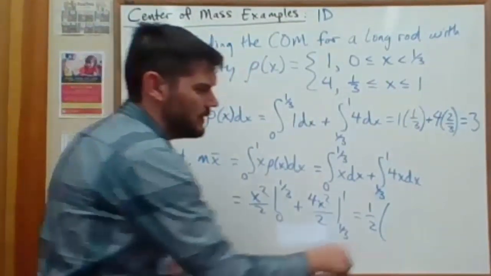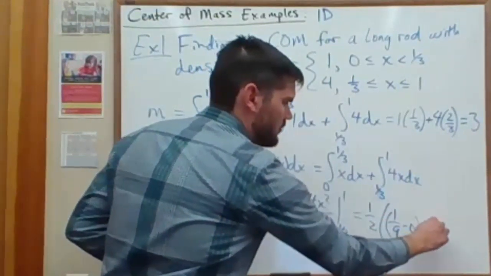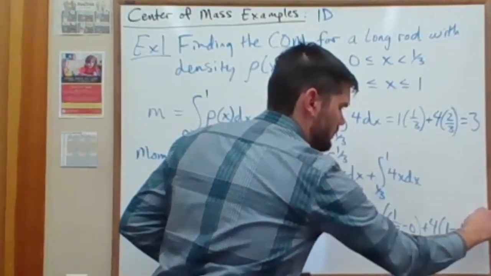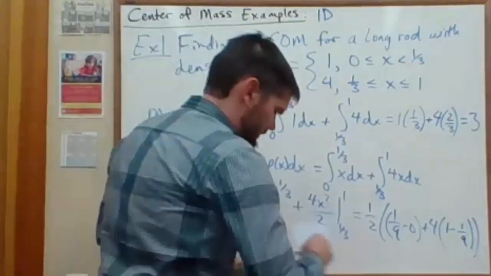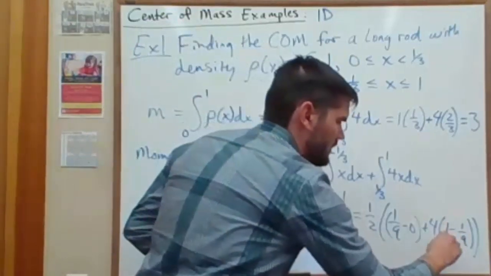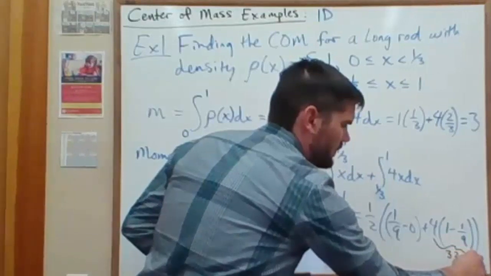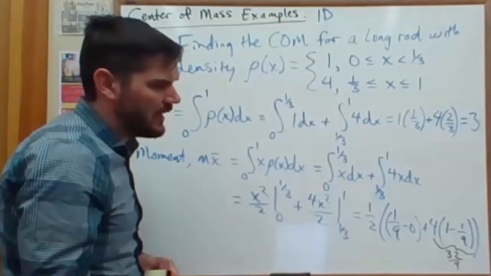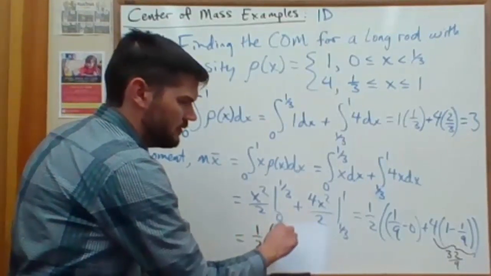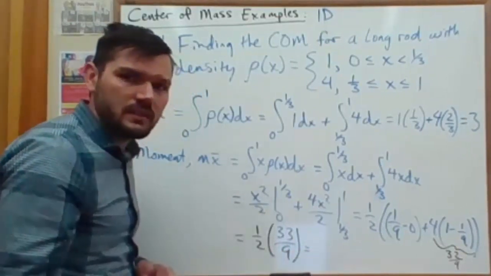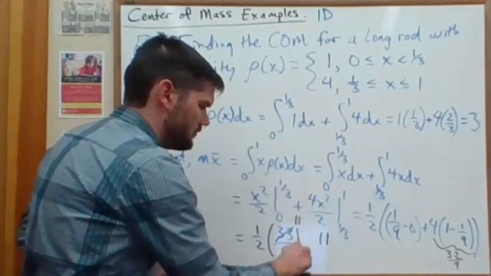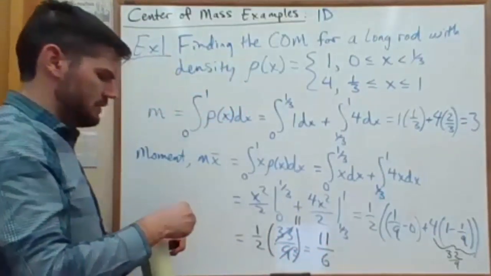Factoring out a common 1/2, plugging in our limits. Factoring a 4 out of those 2 pieces, plugging in our limits. Do a little bit of arithmetic here, 1 minus 1/9 is 8/9. So we have 32/9 from that section, and we add 1/9 to it, we get 33/9. We can reduce that down by dividing out by 3, giving us 11 over 6. So that is our moment.